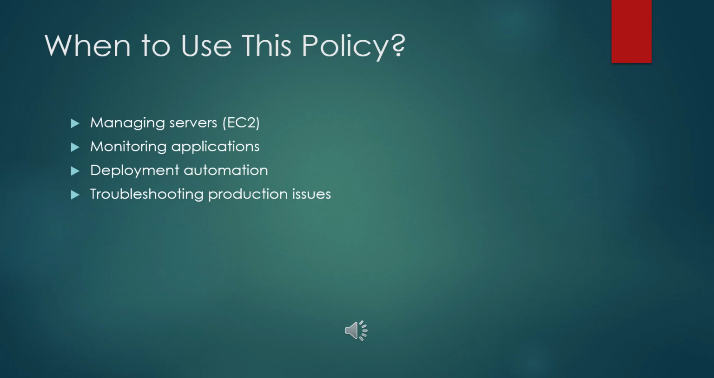This policy is used when you are handling daily cloud operations. For example, if your job is to launch servers, configure them, and maintain uptime, this policy is perfect. If you are monitoring logs and fixing issues in production, again this policy is very useful. In DevOps, when you are deploying applications using pipelines, this policy gives enough permissions without being too risky. So in simple words, whenever you are doing operational work but not security-critical work, this policy is ideal.